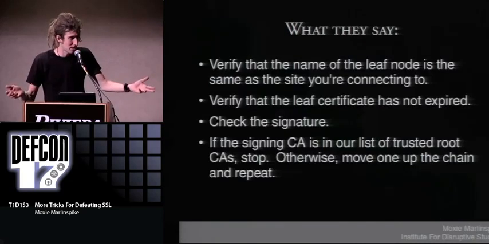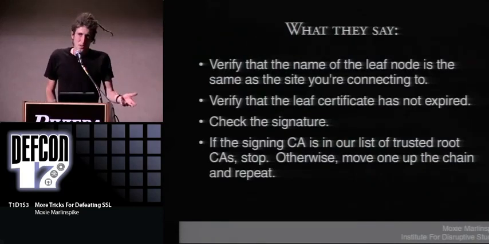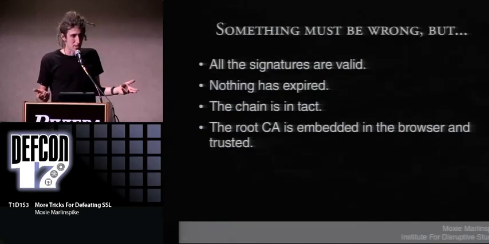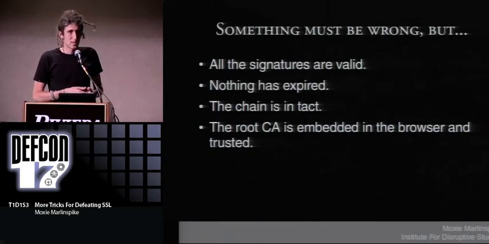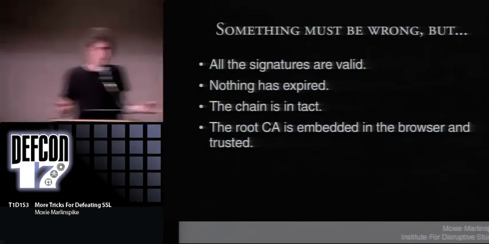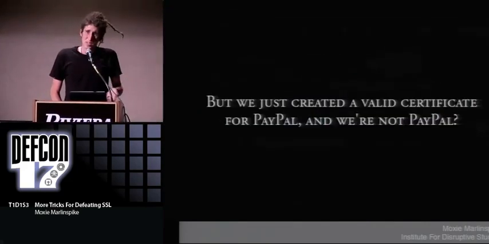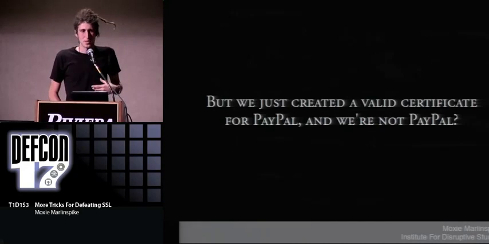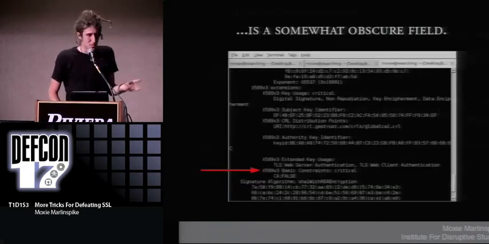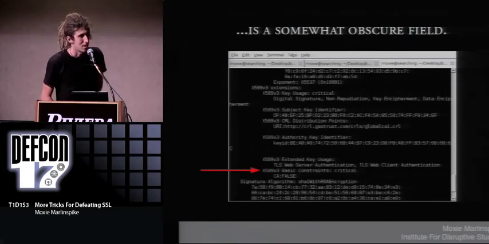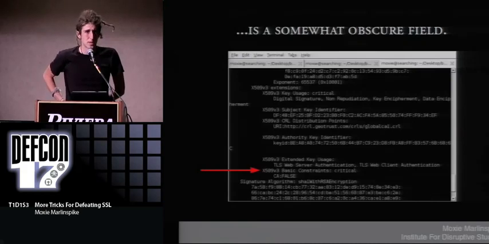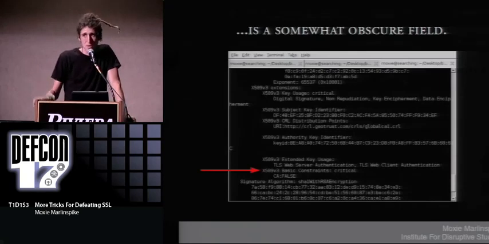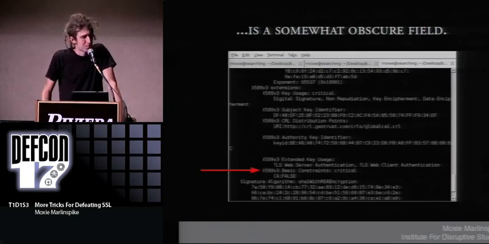If you go back and look at what people say about how you validate these things, we haven't really done anything wrong. All the signatures are valid, nothing's expired, the chain itself is intact, and the root CA is embedded in the web browser and trusted. But we just created a certificate for PayPal, and we're not PayPal. So the missing piece is this somewhat obscure field called basic constraints. The idea is that not all certificates should be able to do all things, right? If you have an end entity certificate for a website, that should really only be used to identify your website. It shouldn't be used to sign other certificates or for key revocation or anything like that.